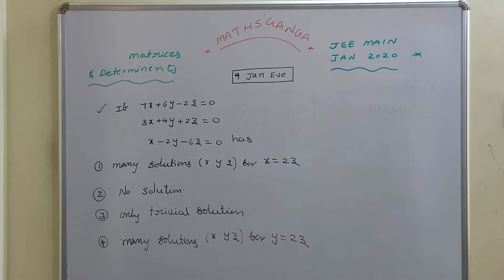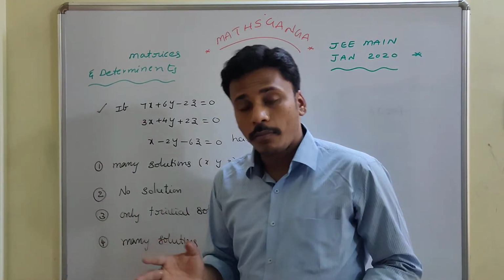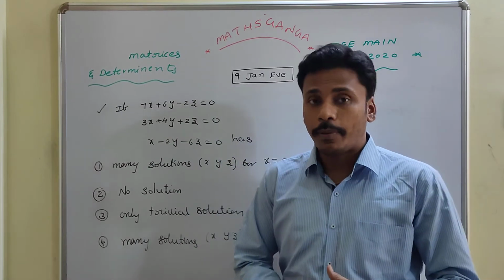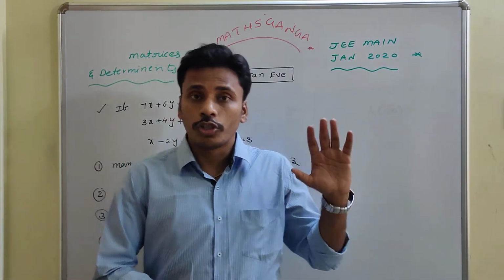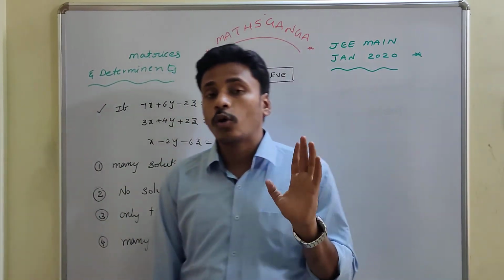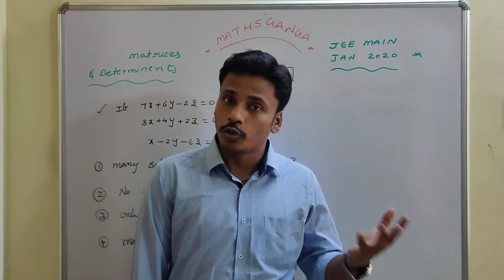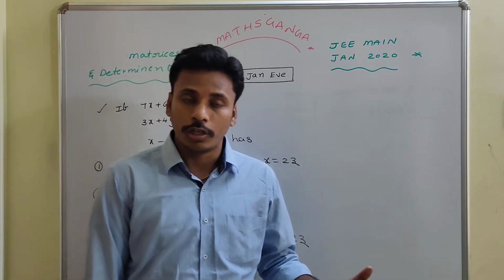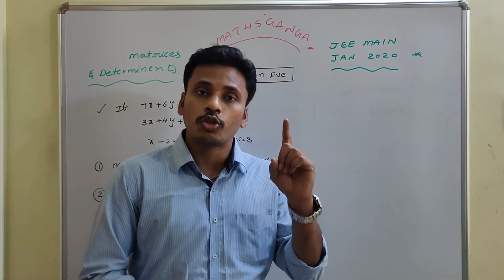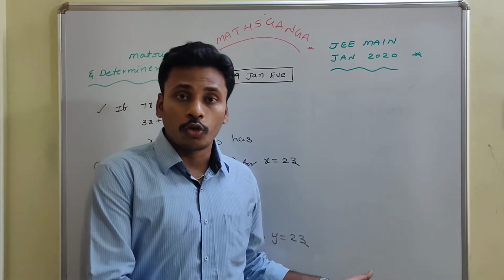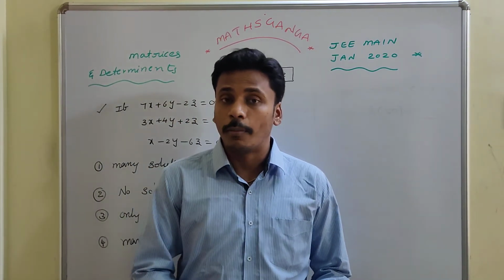Now, look at the board. We have the second question asked in the 9th January evening paper, and this question is again from the system of linear equations. If you observe all the papers of this January 2020, every paper contains one question from the system of equations, regarding the number of solutions, whether the number of solutions is infinite, unique, or no solution. Depending on those conditions, for sure you will get one question in the mains. So it happens in January 2020, and for sure it will happen in the coming mains also.